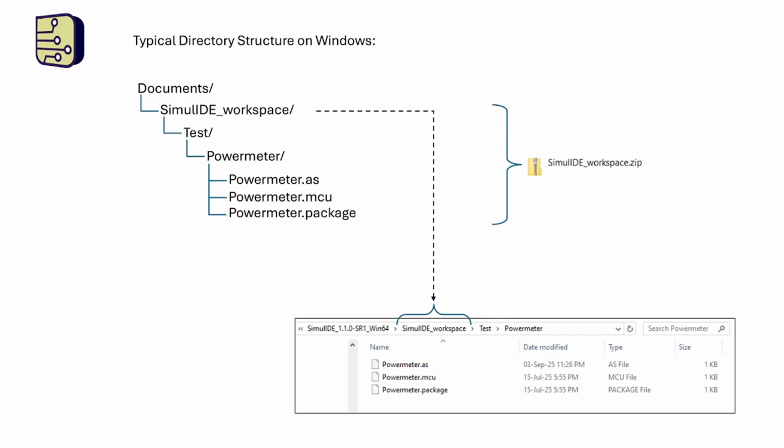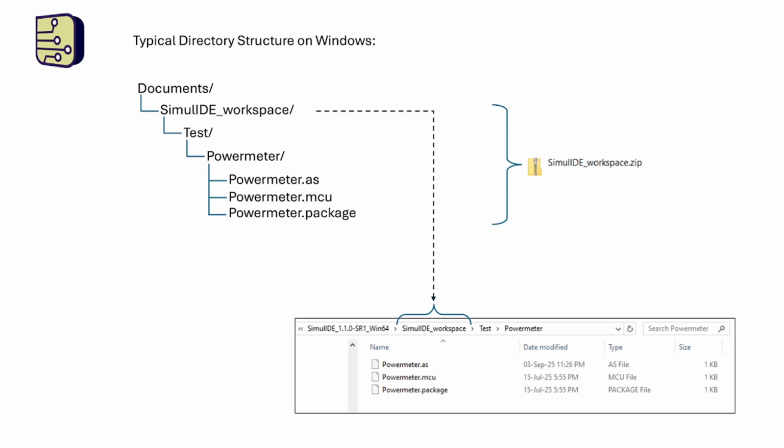Our zip folder is available via the link in the description below, and it is the complete SimulIDE workspace structure as shown, which contains the 3 files. I've named the folder in the workspace test for my test equipment. This zip file can be downloaded, unzipped, and placed anywhere on your system. In this example, it is stored in the Documents folder, but it can also be copied directly into the SimulIDE directory, as shown below in the bottom right.